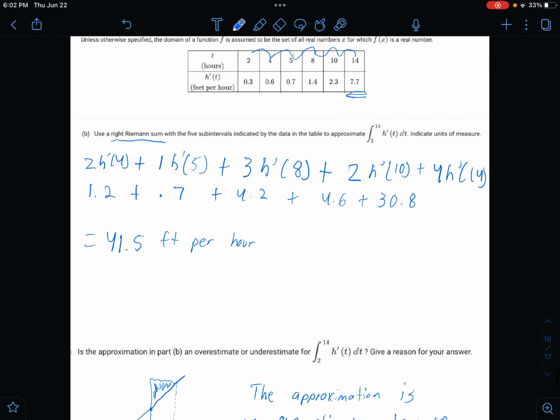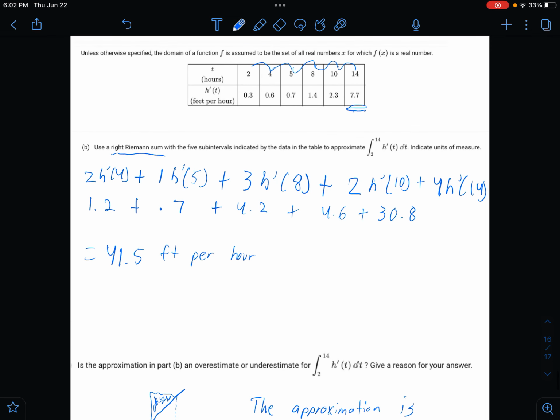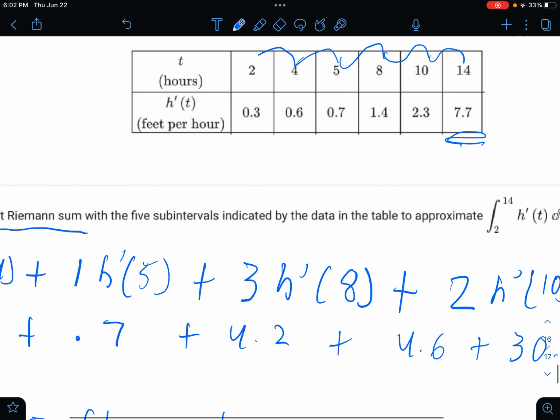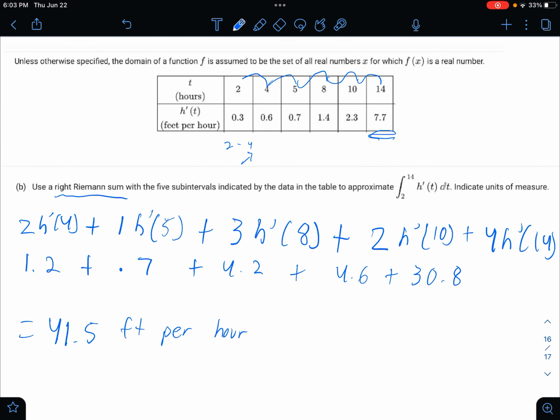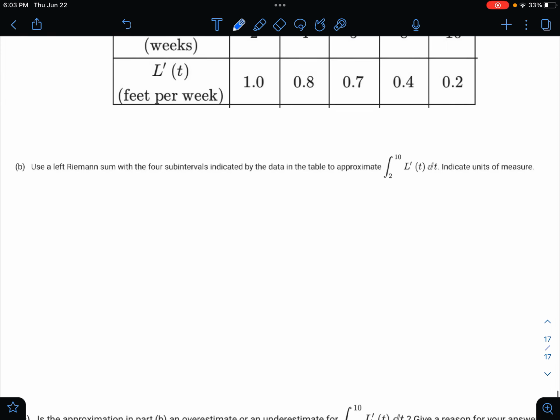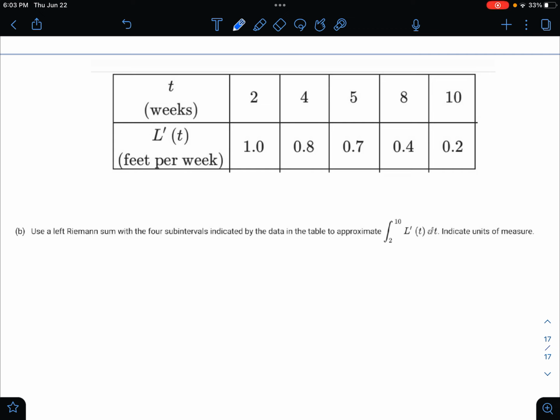How to solve the right and left Riemann sums are quite similar, except if we go back a little bit, the right Riemann sum focuses on the rightmost, right? So let's say a subinterval between 2 to 4. The rightmost is 4. But if we were doing a left Riemann sum, we'd be focusing on the leftmost value, or the value closest to 0 in this case. So that would just be 2.